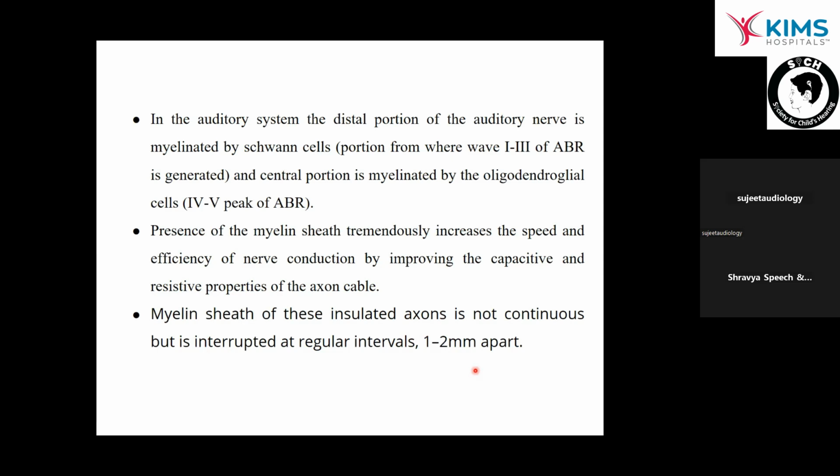So the tumors will arise from this area, which is also called the Obersteiner-Redlich area. This is the junction of the two types of cells, that is your Schwann cells and the oligodendroglial cells. And the work of the myelin sheath is to conduct the action potential faster.